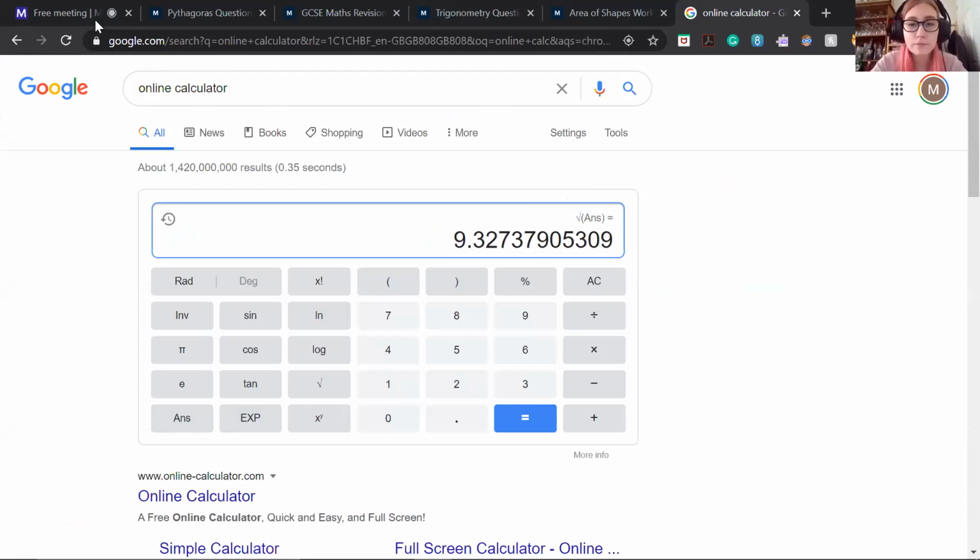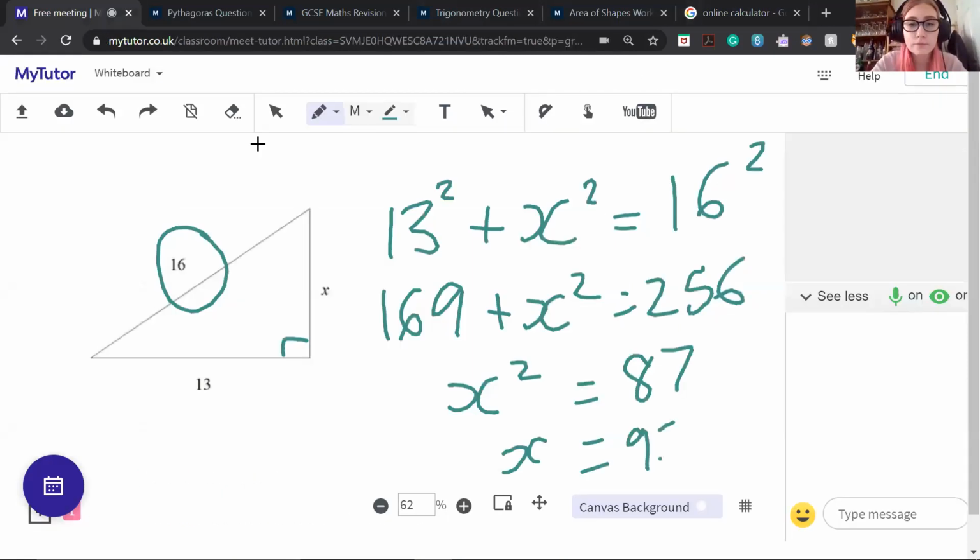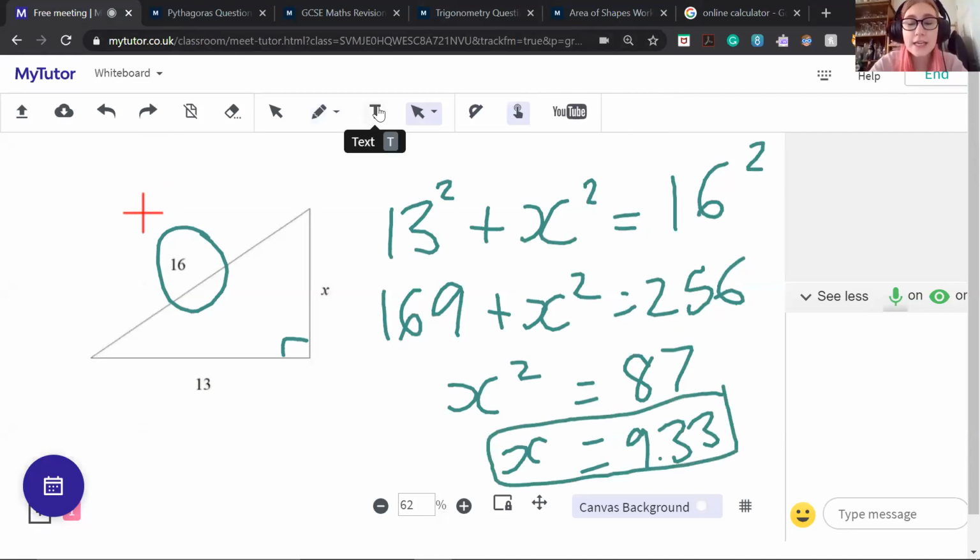9.33. And again, that makes sense because it's smaller than our hypotenuse, which we said would be the biggest, and it's kind of in the same range that those are in. So that kind of makes sense.